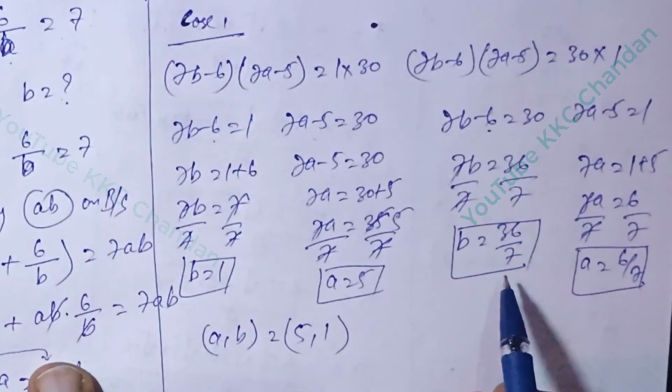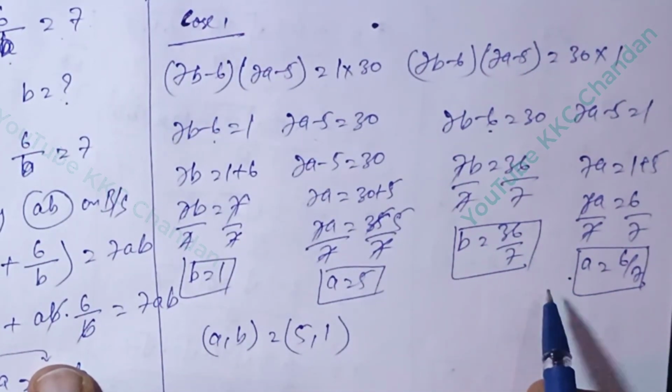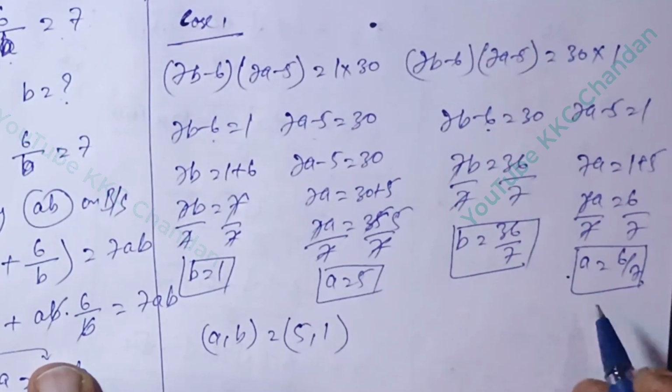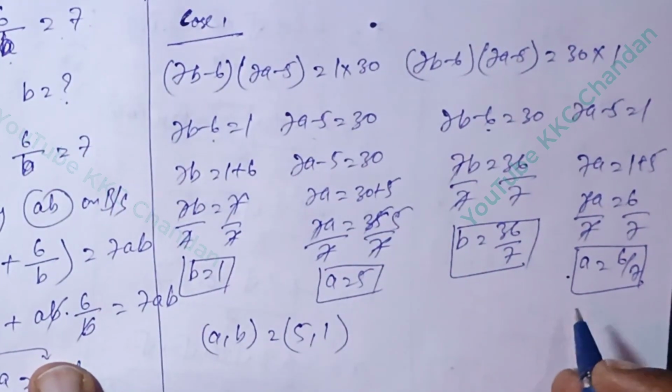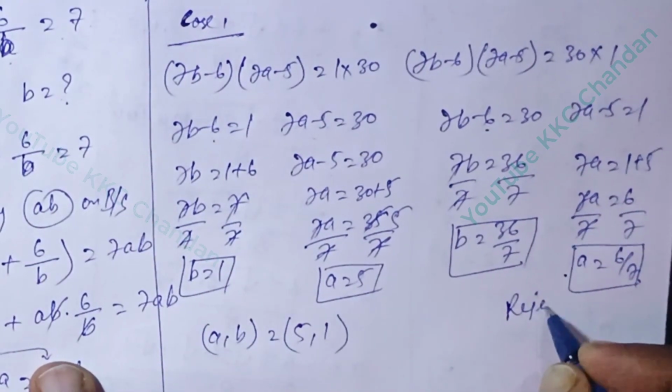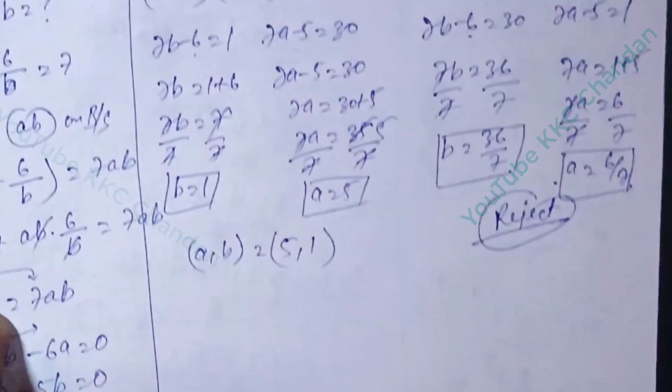Therefore, this is in fraction form. This is not an integer solution, so this is a complex solution, not a real solution. So this will be rejected. This will be rejected. Next, case number 2.